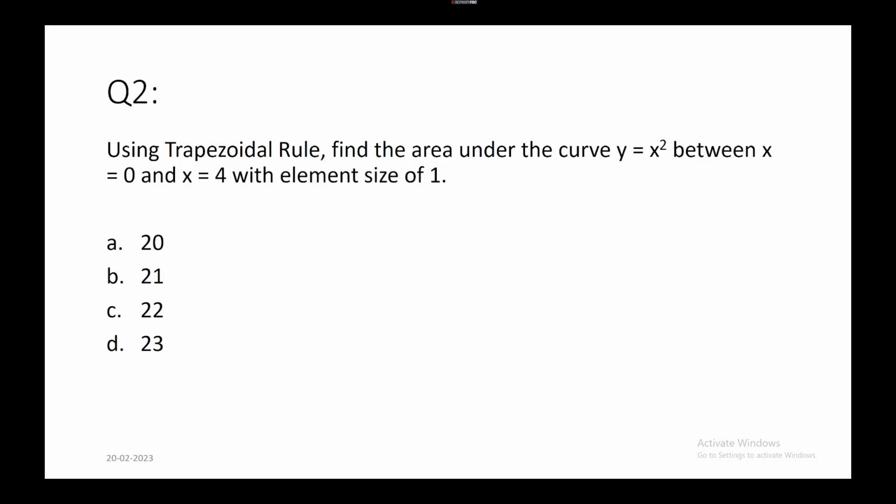So now using the trapezoidal rule, find the area under the curve y is equal to x square. Let me choose the pen. So it's given y is equal to x square between x is equal to 0 and x is equal to 4 with element size of 1. So how to do this? I have a function y is equal to x square. Integral of x square dx is going to be the area of the curve. So let us say we are having it like this, y is equal to x square. So from 0 to 4 is our domain.